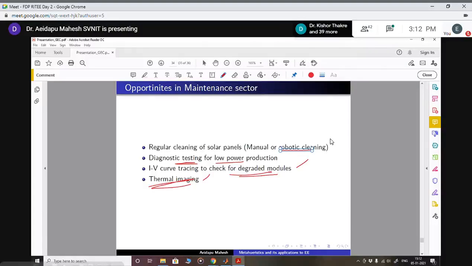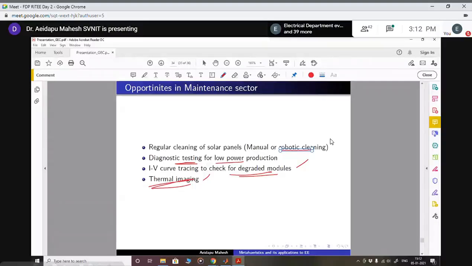So there will be some hotspots on the PV panels when there is an improper power sharing between the PV panels, or some degraded PV module is there. So some thermal hotspots are going to form, and the PV panel is going to become heated, and it is going to produce a lot less power.